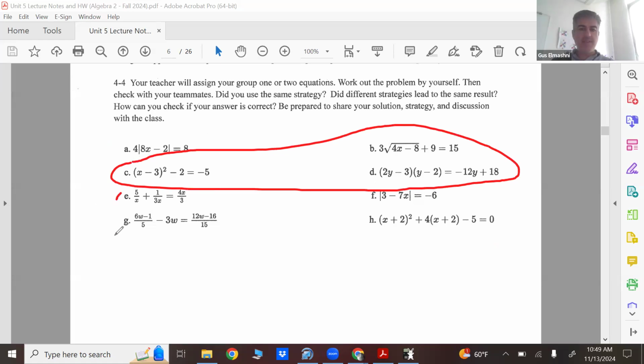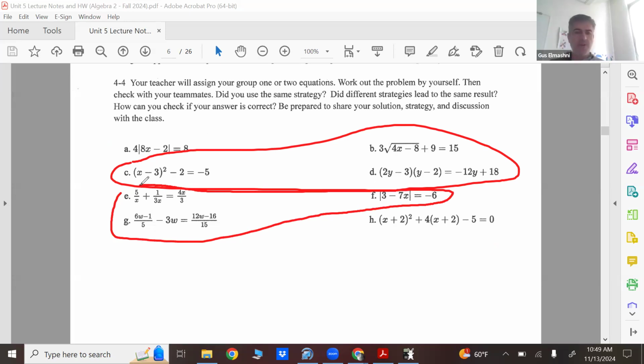And lastly, Jaslyn, Samora, Charlotte, and Sarah, you get EFG. So the rotation goes like this: ABC, DEF, GHA, BCD, and EFG. I'll turn on the lights again. Okay, so I'm going to come around and make sure you guys are getting this. I'll check your answers as well.